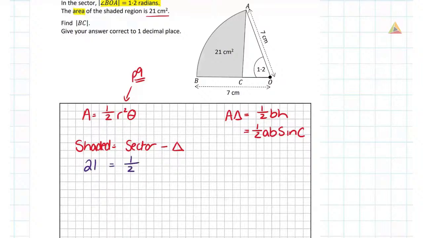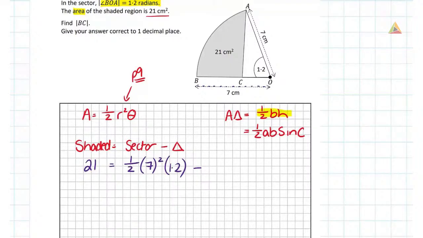My sector is a half r squared. So look at your radius. There is my radius of 7. That's going to be 7 squared times your angle, and it's already in radians, so we don't need to worry about that. So a half times 7 squared times 1.2, and we're subtracting from that the area of the triangle. So we need to decide which of these two formulas we're using.